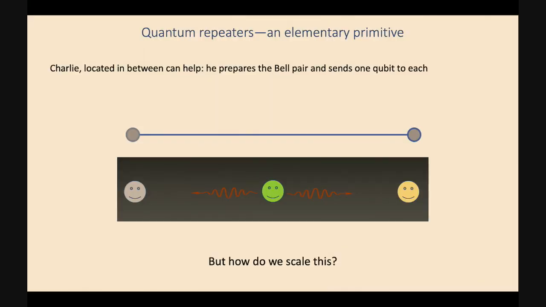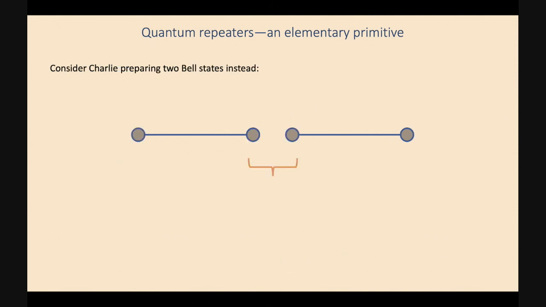But of course, this is not straightforwardly scalable. We need to worry about what happens if also from Charlie to Alice and Charlie to Bob, this distance is long and the fiber attenuation is significant, which is, of course, a practical case. So let's imagine this, which still doesn't solve the problem but gets us there. So Charlie can instead create two Bell states.